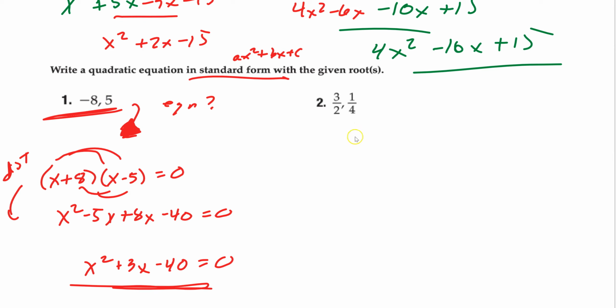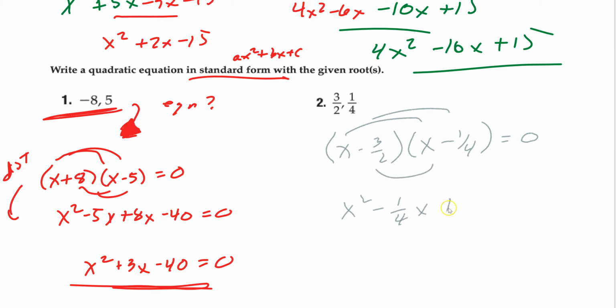Then now you're looking at it like, oh, what do I do if it's ugly fractions? Do the exact same thing. x minus 3/2, x minus 1/4, equals 0. Now you can multiply it out. It's not that hard. It looks worse than it is. x squared minus 1/4 x plus 3/2 x, and then, remember, just multiply across, so 3 over 8 equals 0. So you get that, and you're like, that looks ugly.